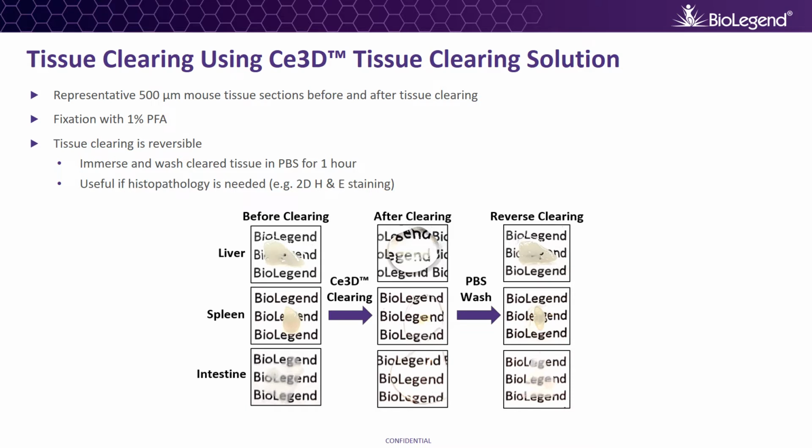In this slide, I'm showing you examples of 500 micron tissue sections from liver, spleen, and intestine that were harvested from a mouse that was perfused with 1% PFA. As observed, if there is a need for tissue histology, such as H&E staining, tissue clearing can be reversed by simply immersing the cleared tissue in PBS for 1 hour.